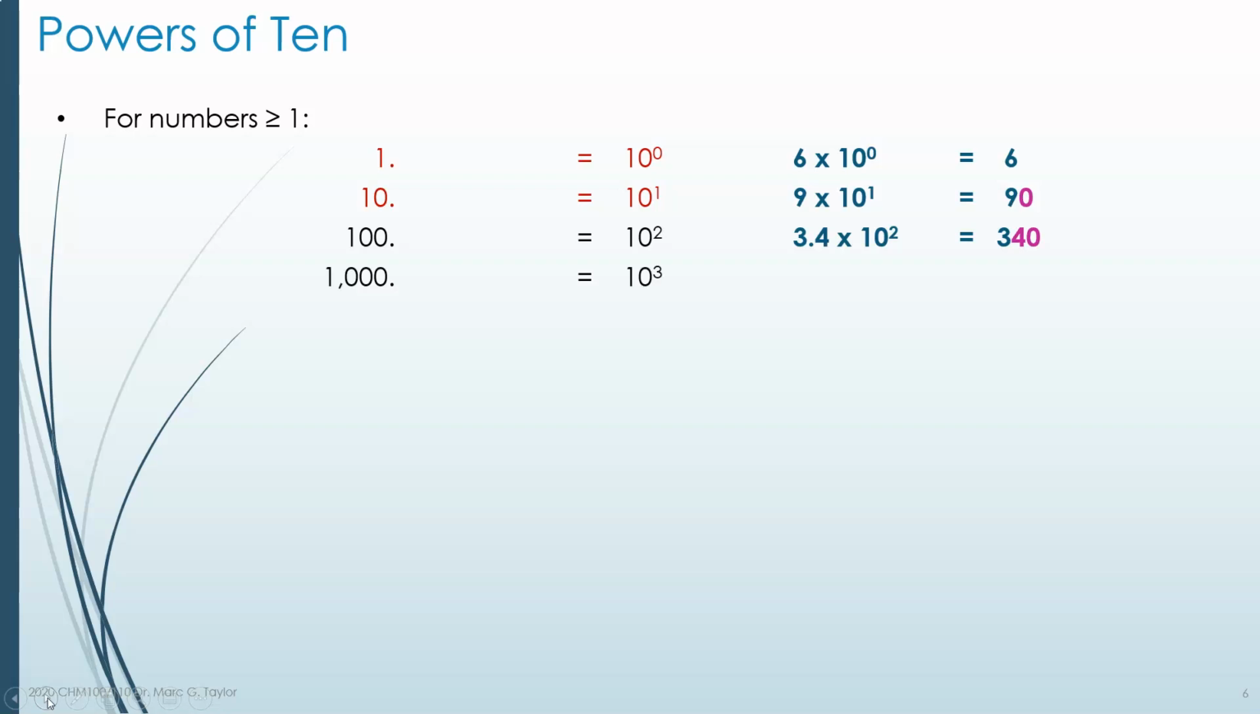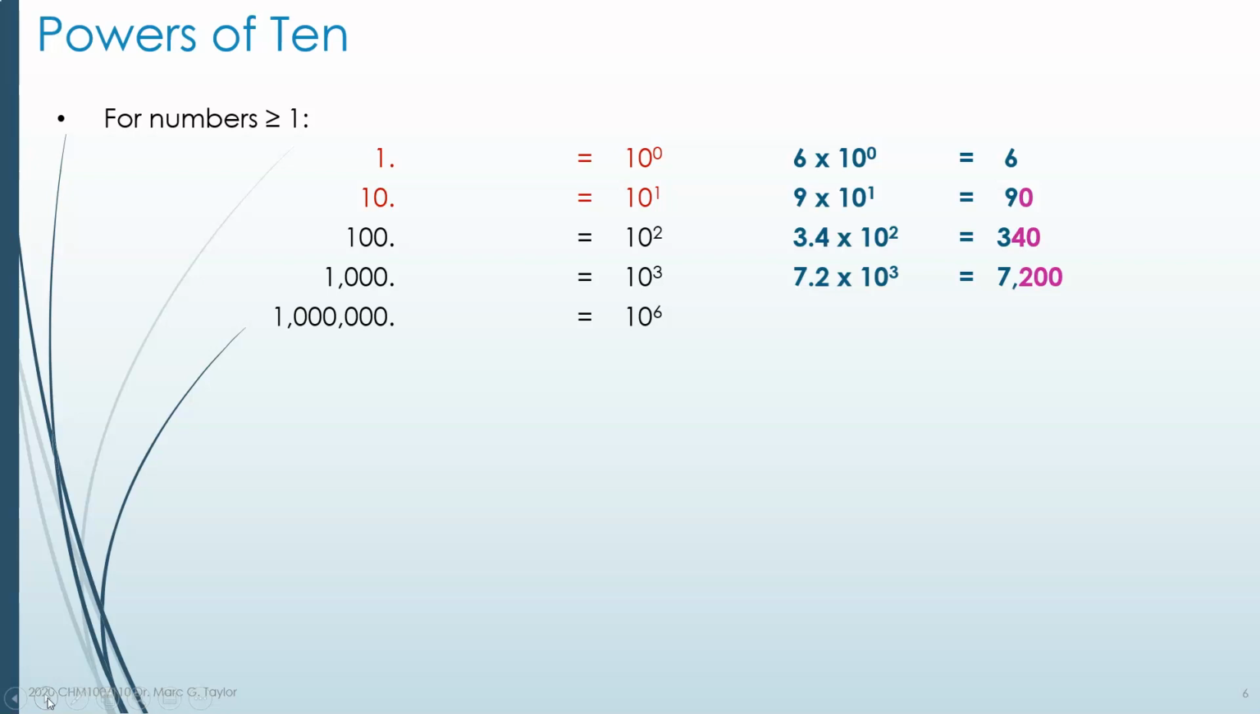1,000 is 10 to the 3, 10 times 10 times 10. So 7.2 times 10 to the 3 would be 7.2 thousand, or 7,200. Note that the 7 is sitting in the thousands place, and the 2 just follows it. 1 million would be 10 to the 6.